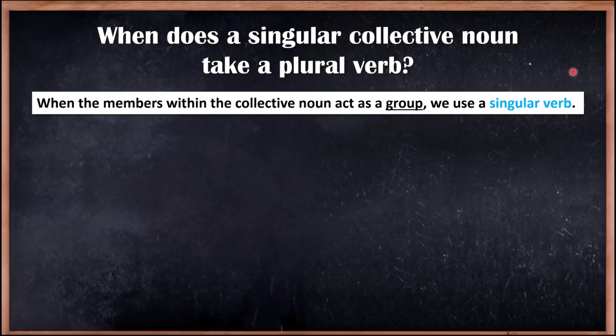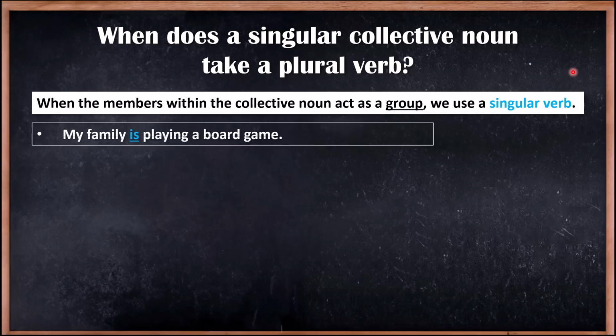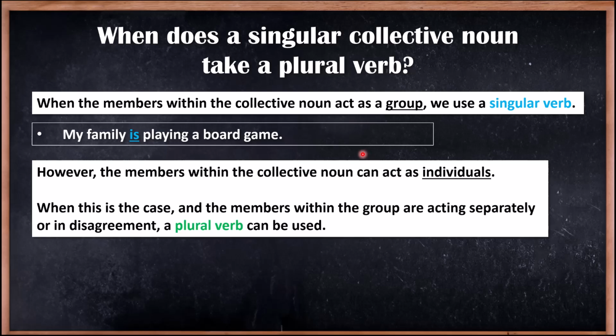So when the members within the collective noun act as a group, they're acting together as one, making one decision or doing one action, we use a singular verb. For example, my family is playing a board game. So my family is one unit. The members of my family, we act as a group, as a single unit. We're doing this activity all together as one.